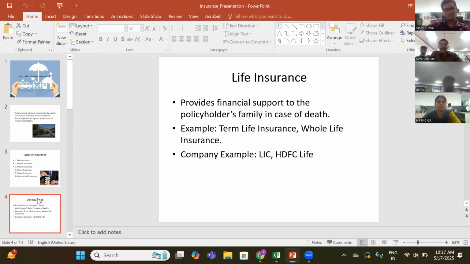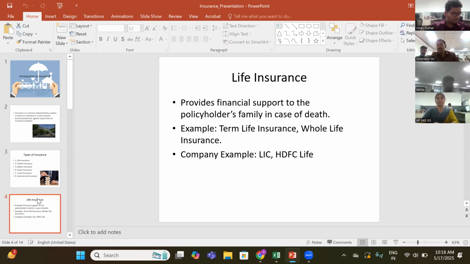Life insurance. Life insurance provides financial support to the policyholder's family in the case of death. If a person dies after taking insurance, the family will suffer financially and cannot carry on during the absence of their family member. So the insurance company will help them by disbursing the amount, because he has been covered under life insurance by natural death only, but not by accident.